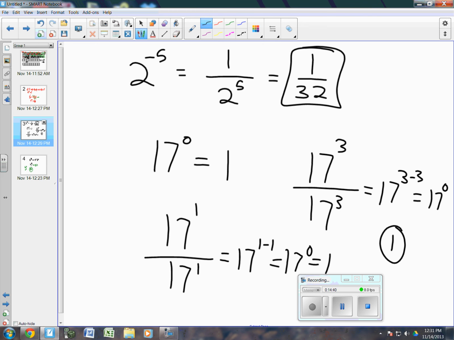Anything to the 0 power is 1, but 0 to the 0 power is undefined. Actually, yes, because then you would have to be dividing by 0. 0 to the 0 power means that you had something like 0 to the 2nd over 0 to the 2nd, right? But we all know you can't divide by 0. It's undefined. So 0 to the 0 power is undefined.